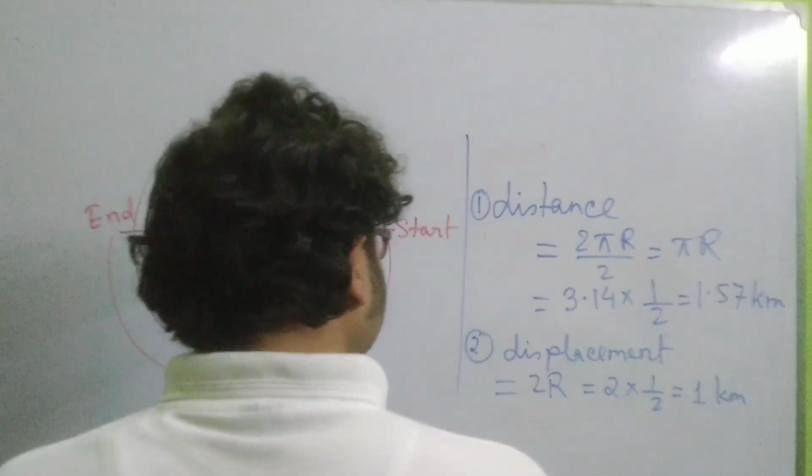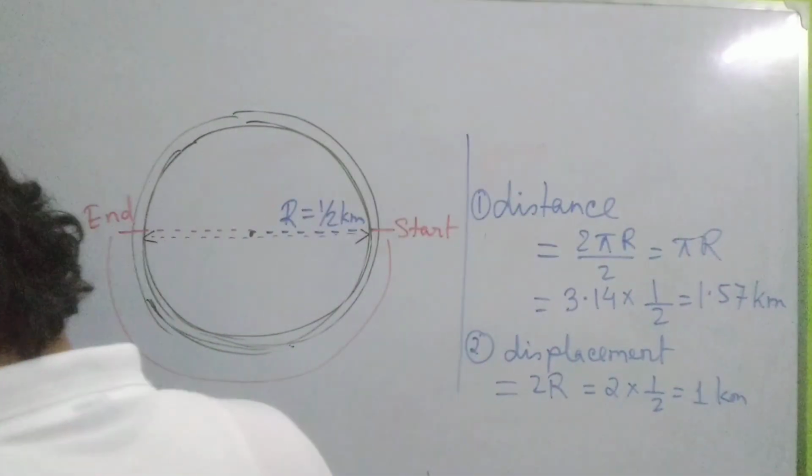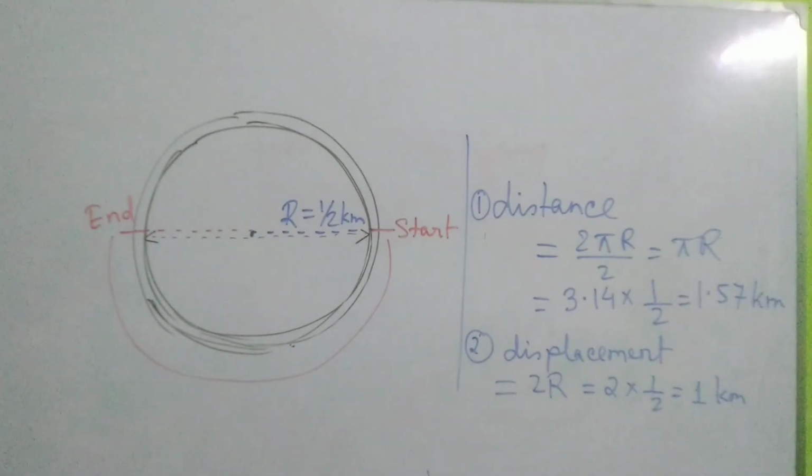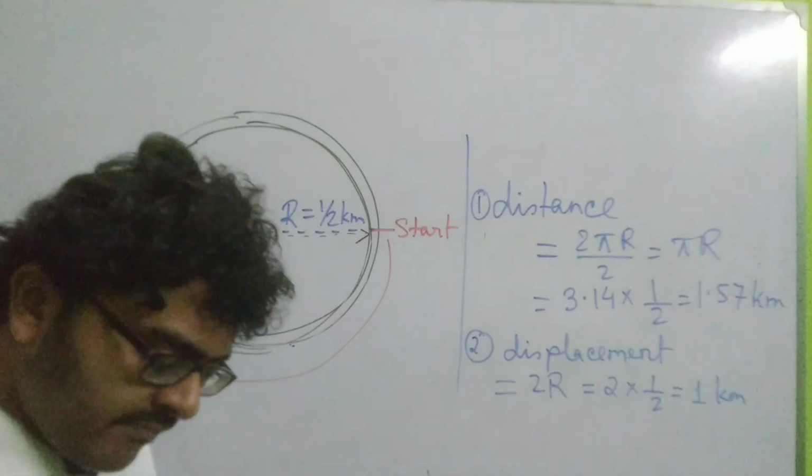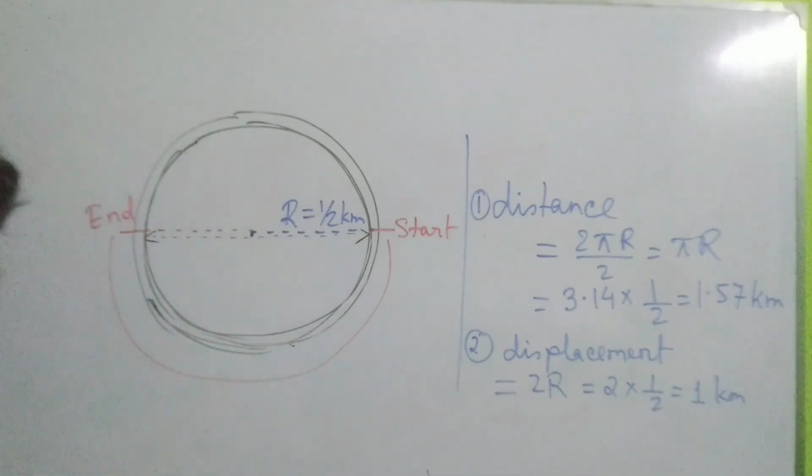We have discussed in the previous class that displacement will always be less than, or at the most equal to, the distance, never more than the distance. So obviously our calculation is okay, because you can see that the displacement is 1 kilometer, whereas the distance traveled is 1.57 kilometer. Fine. So this is the distance and displacement. I think the concept of displacement and distance is clear to all of you.